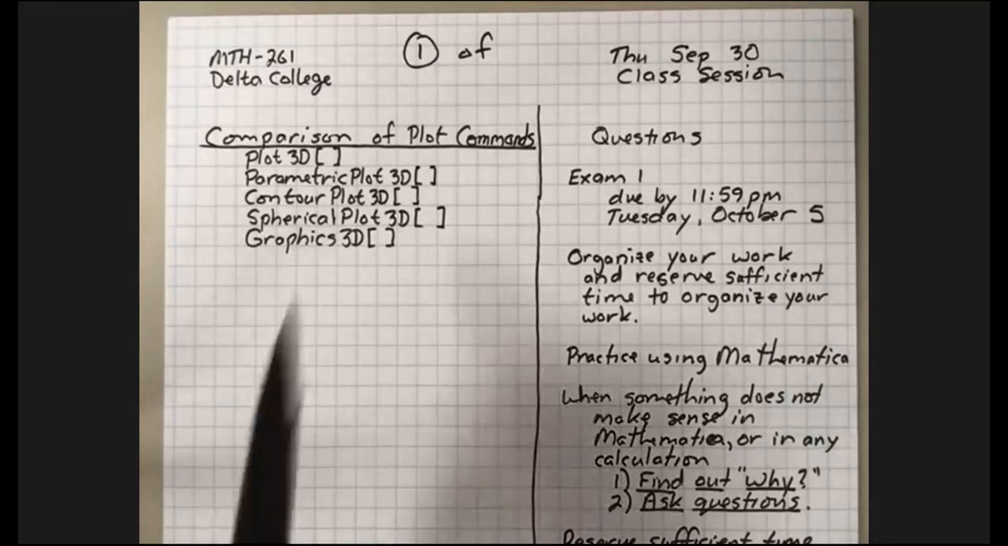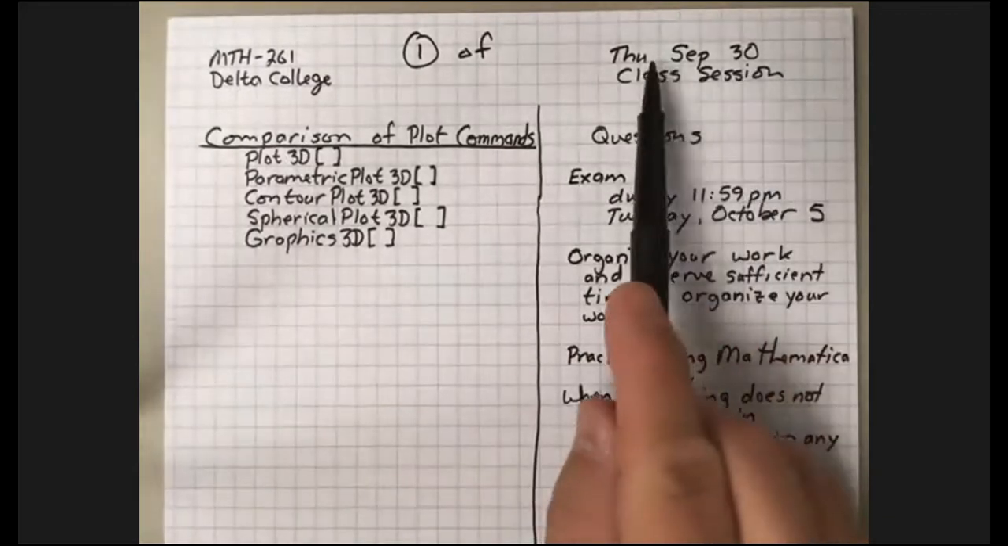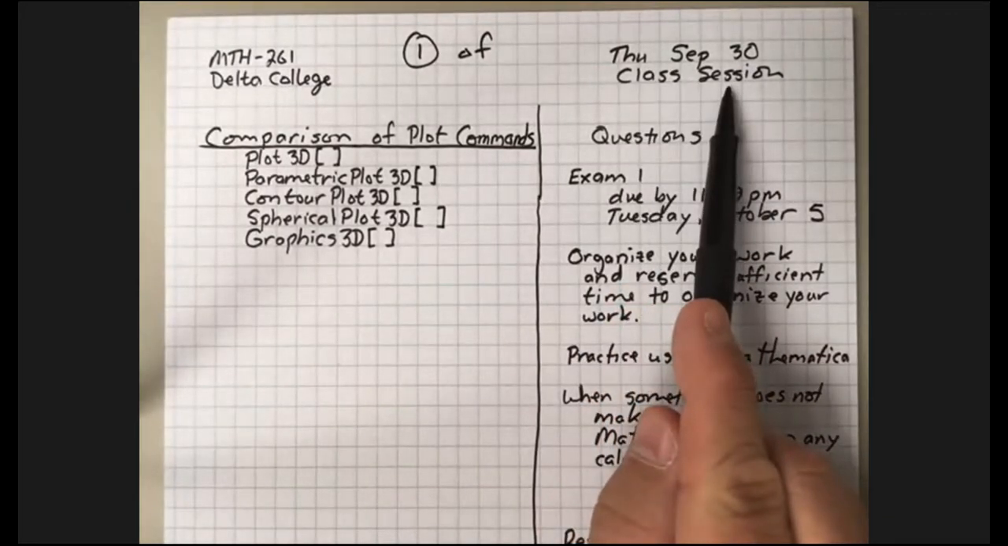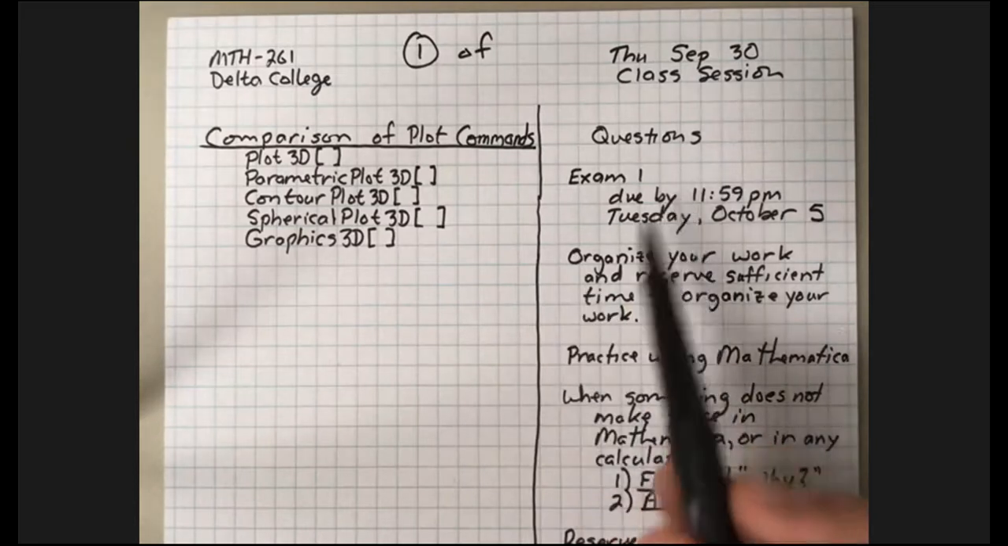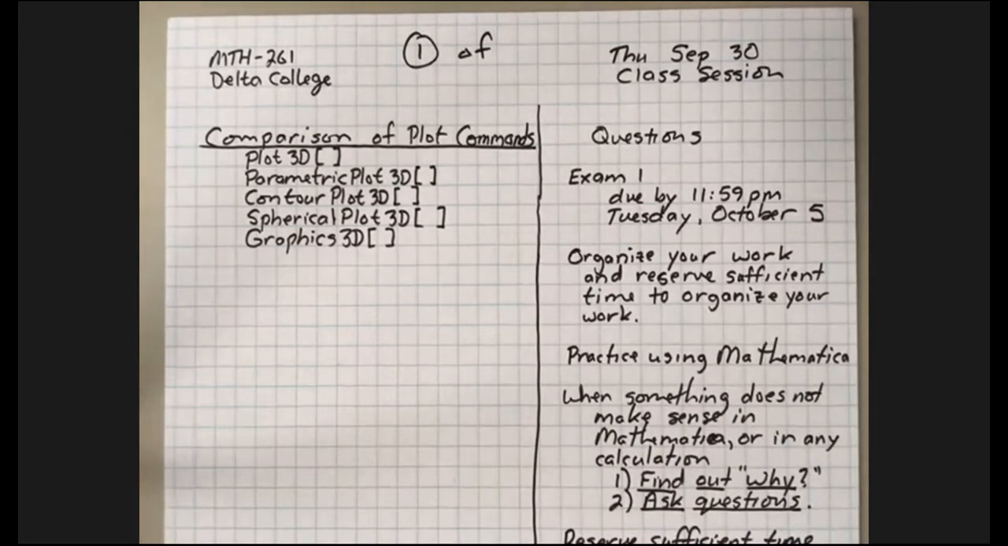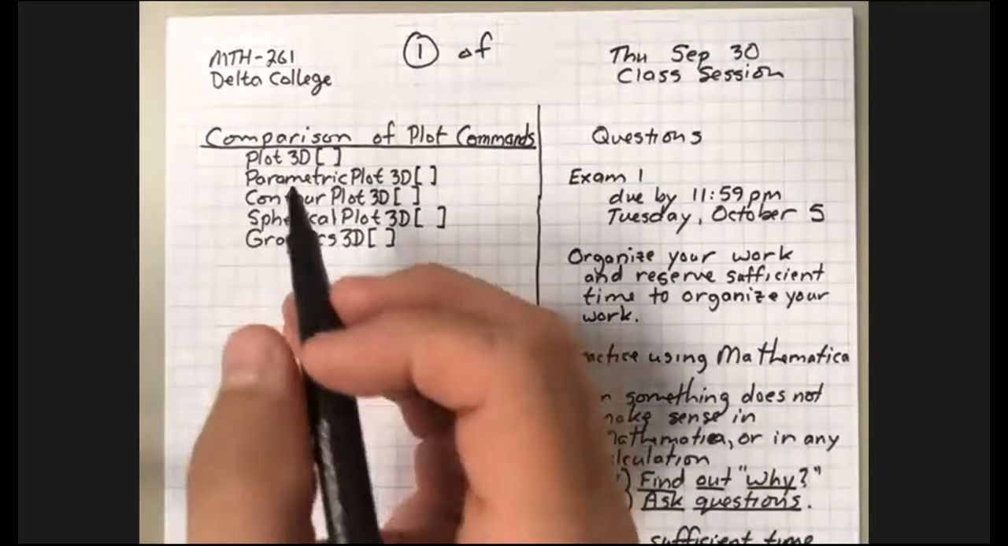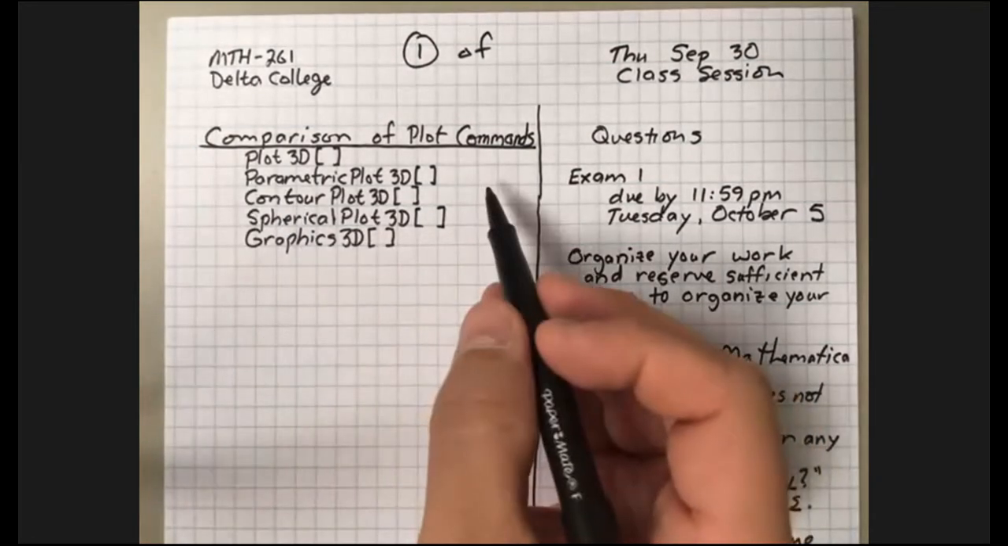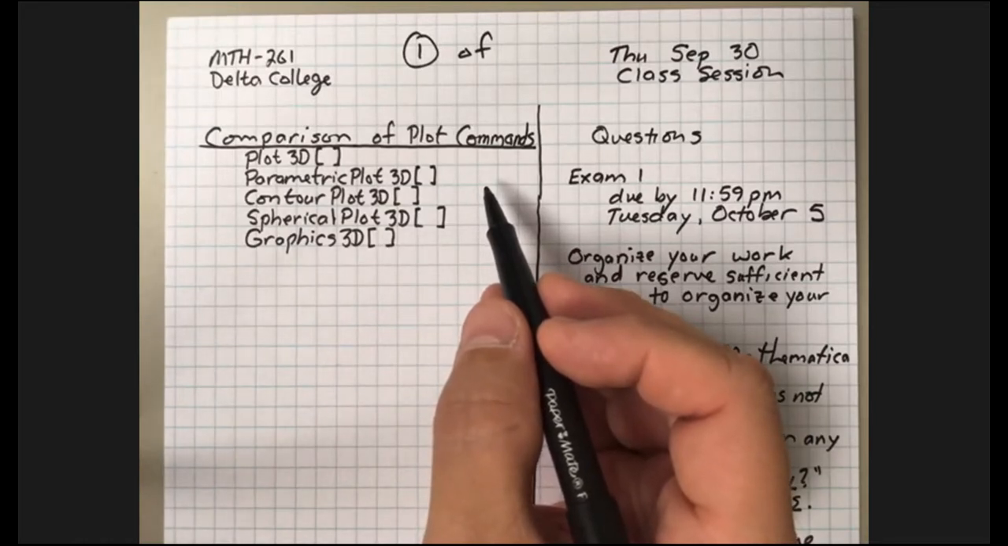Okay, welcome. We have 261 Delta College. This is Thursday, September 30, class session, which is a review session because this week you're working on exam one. So I'm here only to answer your questions, and you can throw your questions in the chat or you can vocalize them. I have some things I've observed that I can help you with if you don't have anything that you need done immediately.